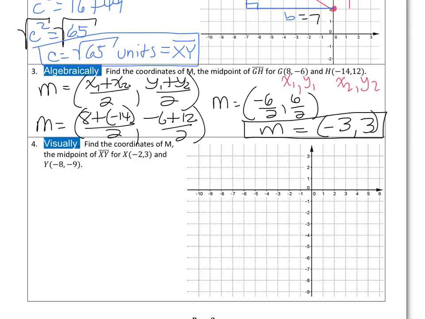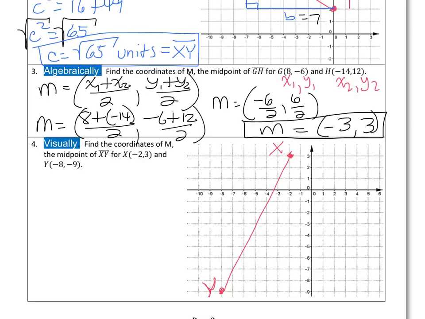Point X is located at (-2, 3). I'm going to graph that point and label it. And point Y is (-8, -9). So negative 8 all the way down here to negative 9. I'll graph it and label it. All right, so we're essentially trying to find that middle point. I'm going to sketch the segment. Where is that middle? And I want to do it visually.